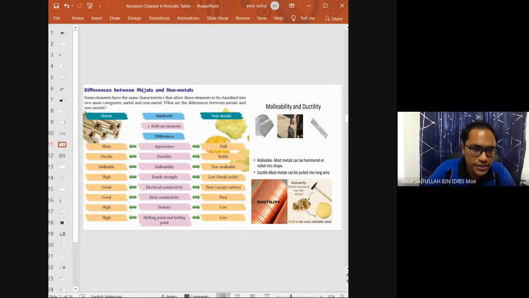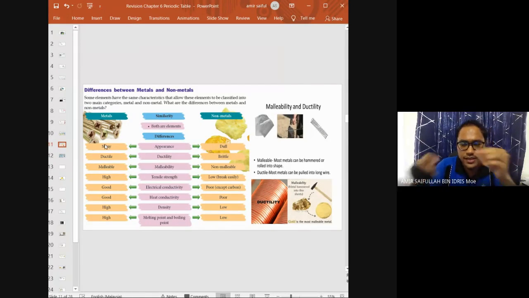So let's go to the differences between metal and non-metal. Just now you already learned the similarity: both are elements, because they are found in the periodic table. Now we see the differences. Metals are shiny, while non-metals are dull in color, so they are not shining. As you can see, the magnesium strip and iron, ferrum, are shining in color. That is the metal.